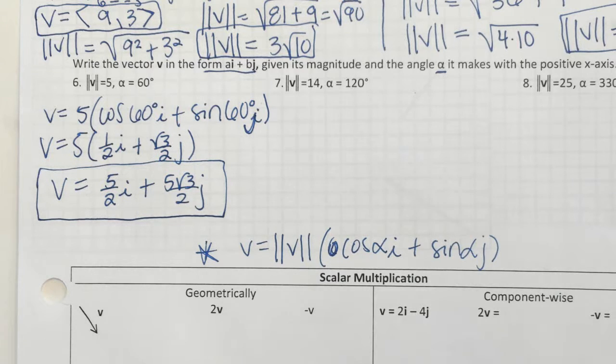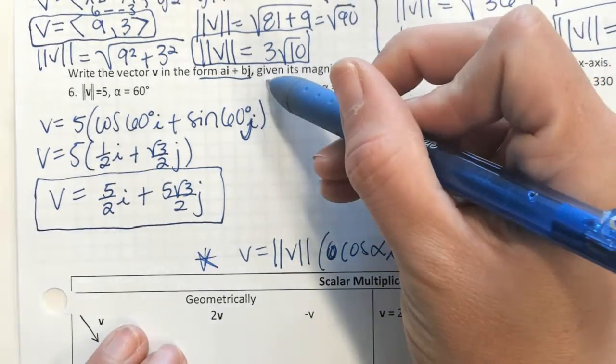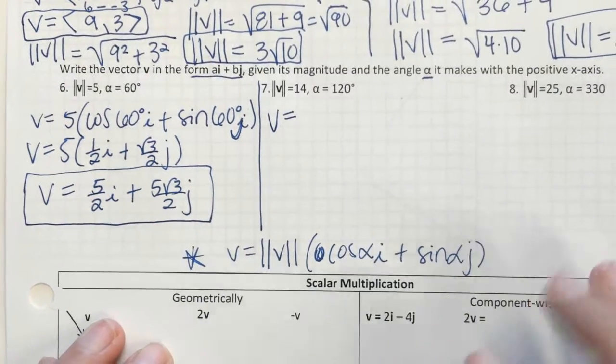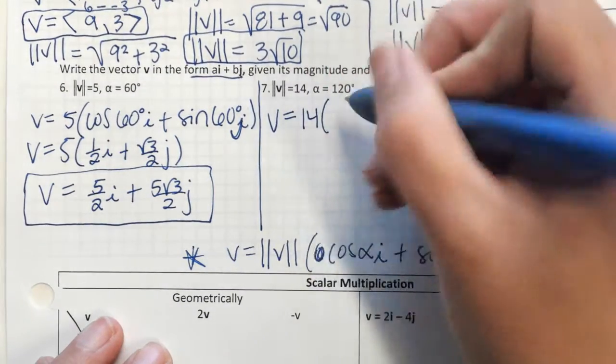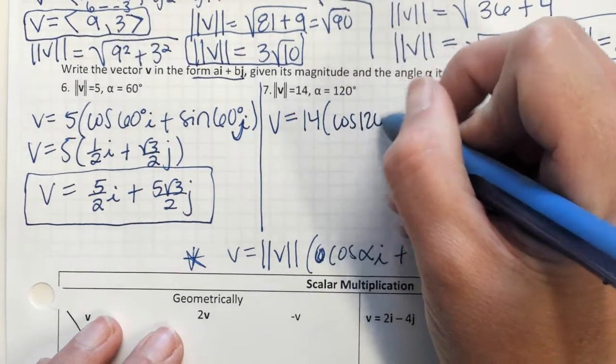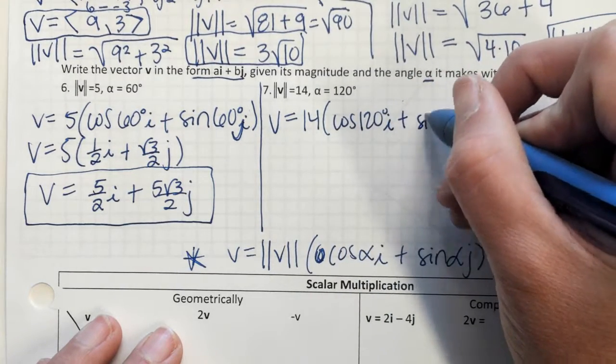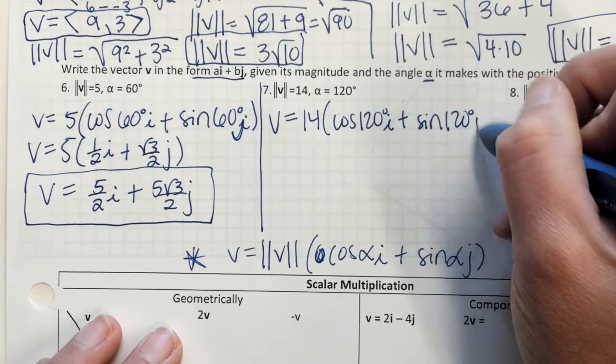Questions about that part? Alright, let's do one more together. I'm setting up the formula. What goes first? 14 parentheses cosine what? Plus. Very good.